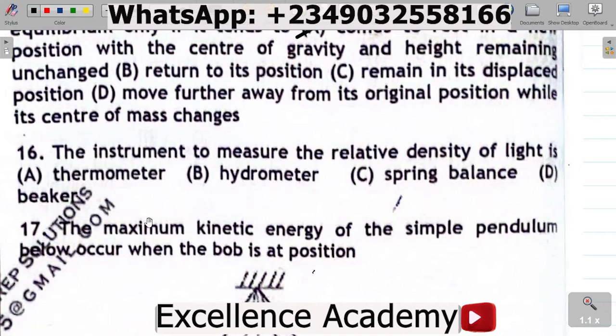First things first, a thermometer is used to measure the temperature of a body. The hydrometer is used to measure relative density of liquid. The spring balance is used to measure the weight of an object, while a beaker is simply used to measure the volume of liquids in a lab. So they asked for the instrument used to measure relative density of light. The answer here is the hydrometer. So the answer there is B, hydrometer.